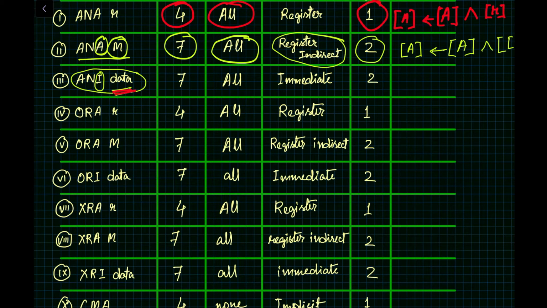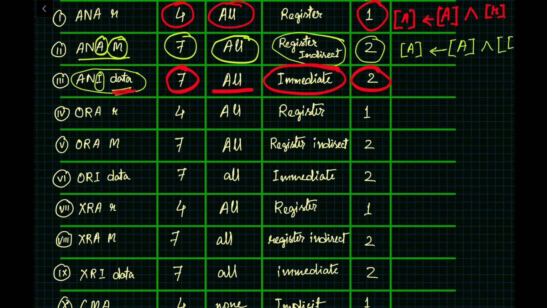So the meaning of this instruction is AND the immediate data with the accumulator content. The accumulator will also hold 8-bit data. That data will be ANDed with the content that is given in the instruction itself. Okay, so this is immediate addressing mode. We have two machine cycles and we have 7 T states. All the flags are disturbed.